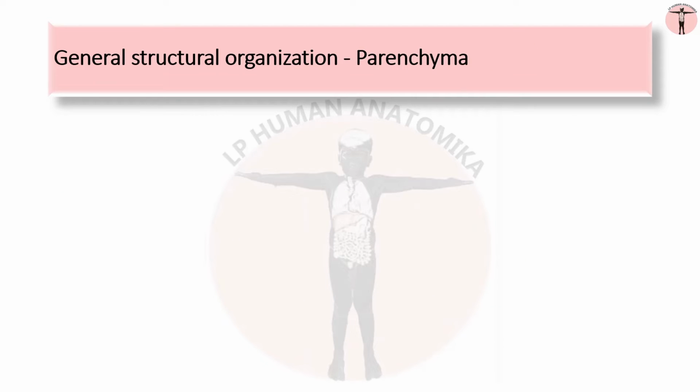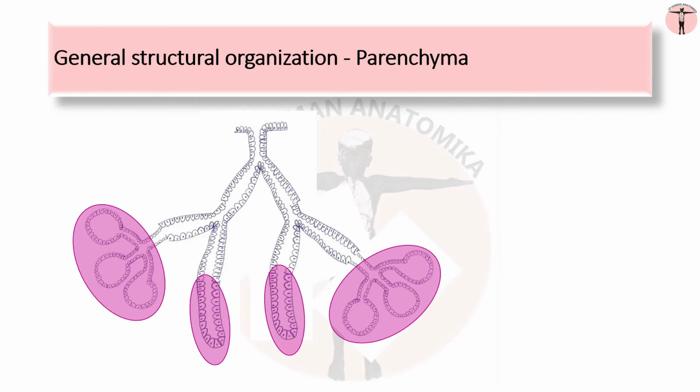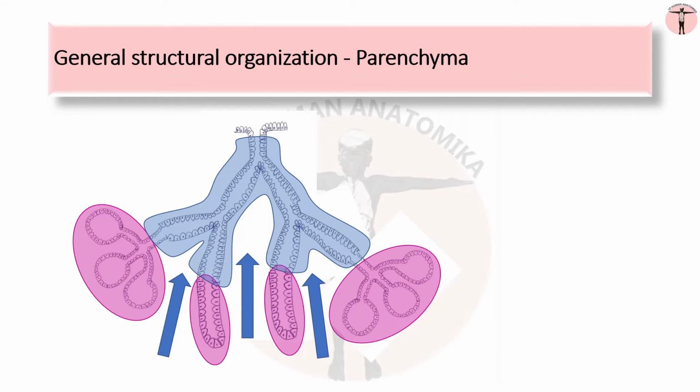In this slide, let us discuss structure of parenchyma in detail. It consists of two secretory units on a branching duct system arranged in lobules. They are separated by the septa of connective tissue. As discussed in previous slide, parenchyma has two components: secretory units and myoepithelial cells.